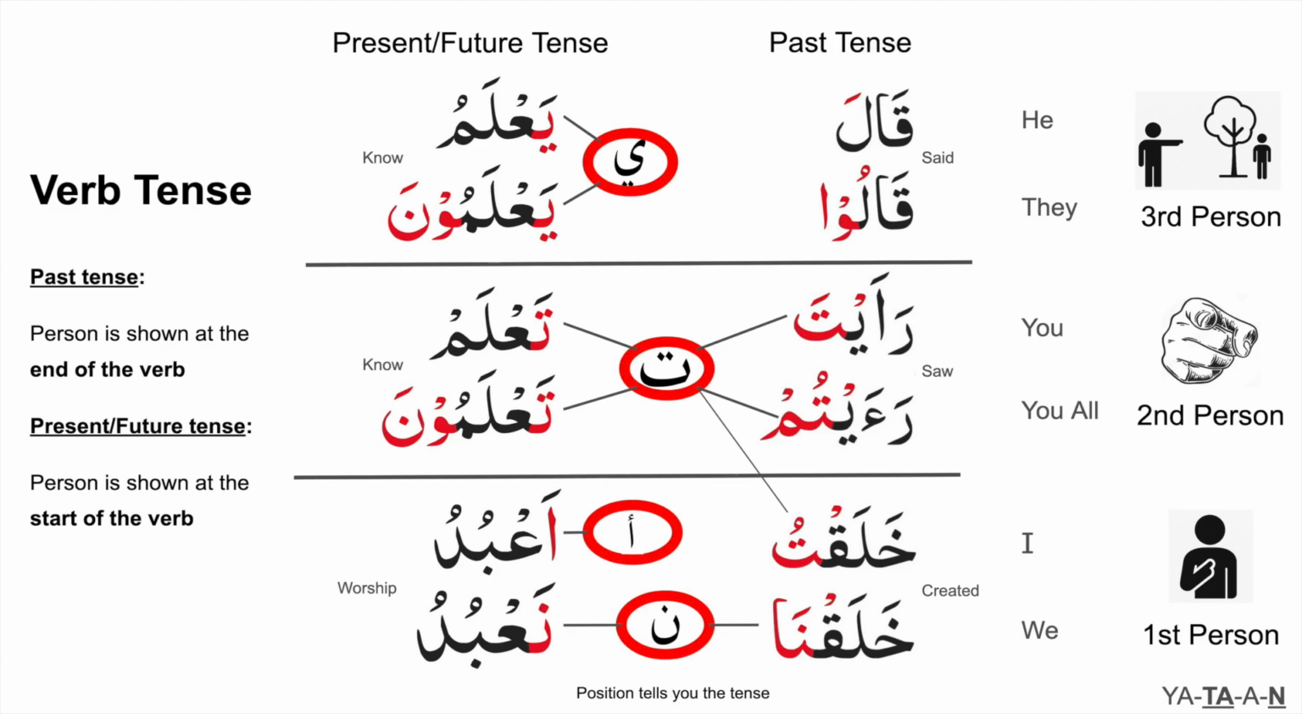The letter ta appears for second person. The letter nun appears for first person plural. But in past tense, they attach at the end. In present tense, they appear at the beginning. Just remember the pattern. Position tells you the tense. This slide is your reference view. You can always revisit it in the PDF. For now, just let the pattern settle in your mind.